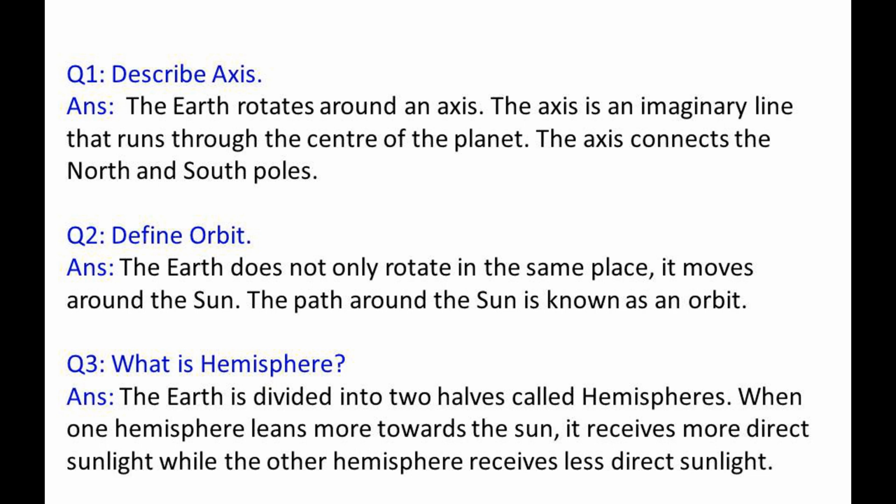Question 3. What is hemisphere? Answer. The earth is divided into two halves called hemispheres. When one hemisphere leans more towards the sun, it receives more direct sunlight, while the other hemisphere receives less direct sunlight.